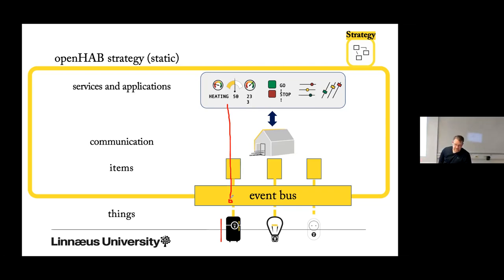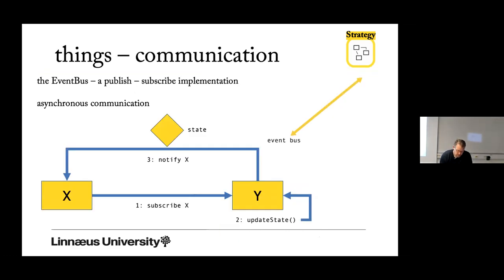So this is a fairly static view. And then you can, in your strategy, of course, in the same way when you design an object-oriented system, you have a class model, you have your sequence diagrams, et cetera, et cetera. Well, you can do it here as well. So this is a dynamic description model for the publish-subscribe pattern. Asynchronous communication, that's nice.